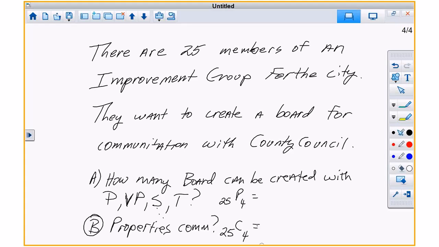All right, 25 permutation 4. What do you come up with? I heard 303 what? 303,600. Now a lot of you say that ain't right.